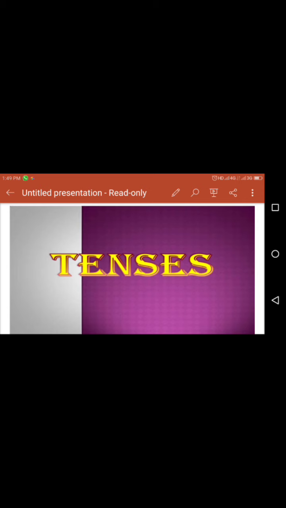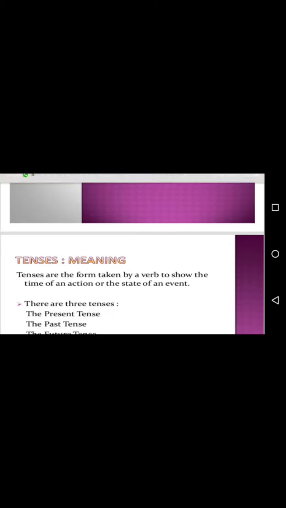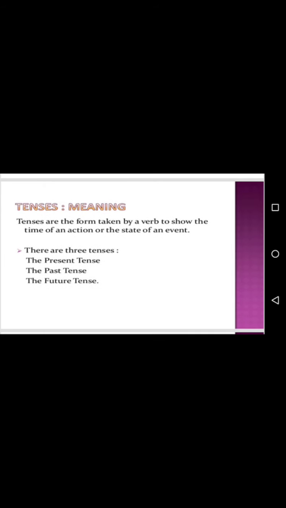As you all know, verbs and tenses are interrelated, and it is very important to update the knowledge of tenses. So that's why, before we proceed in our unit 5 verbs, we are going to update our knowledge of tenses. So let's start. Tenses are the form taken by a verb to show the time of an action or the state of an event.